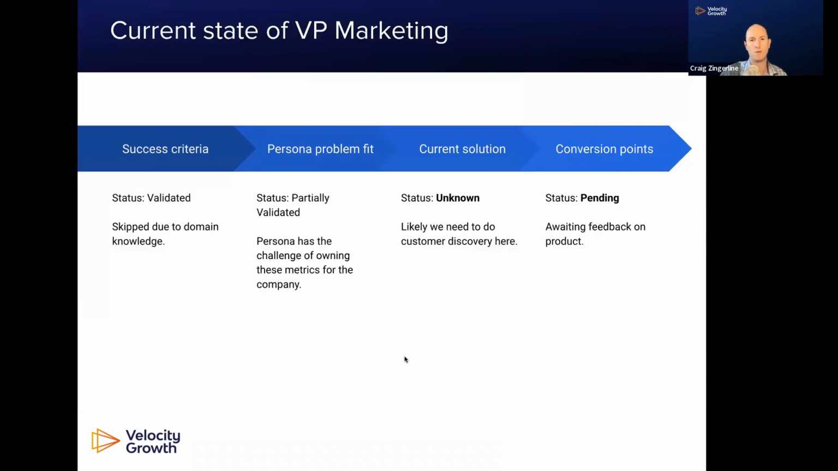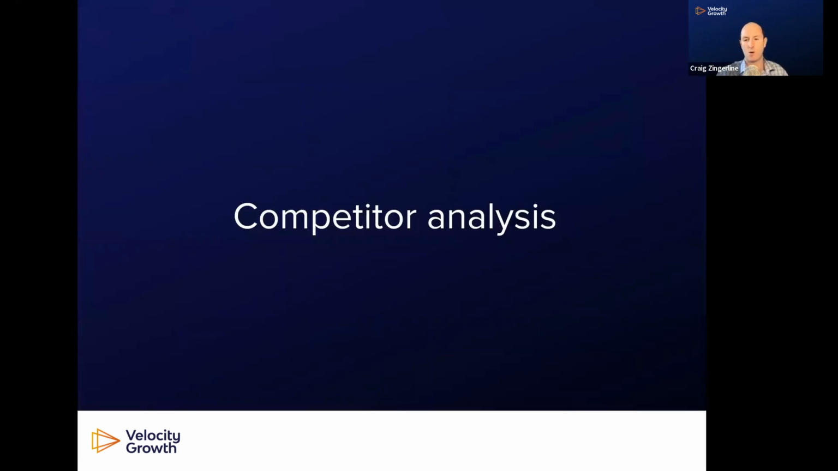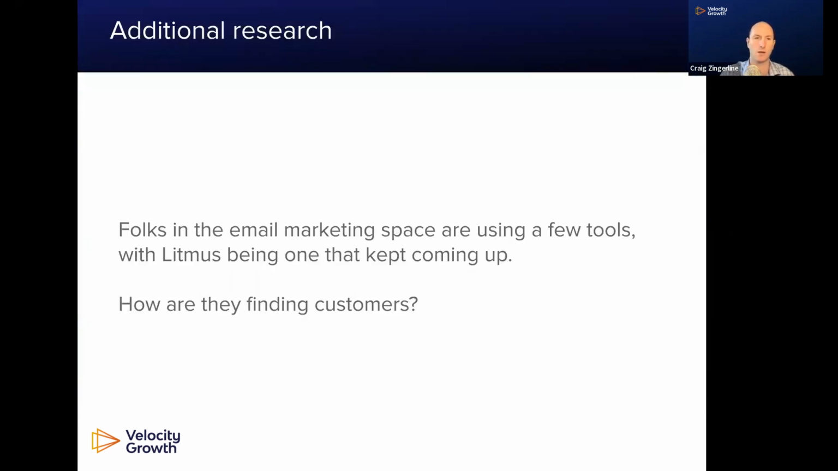Okay. So what do we do next? What we want to look at next was, again, for the other personas that you have, put them through the current state matrix here. And again, I'm not going to go into a lot of detail on this VPM marketing, but I'm still unknown on the current solution. I'm still pending with conversion points. A way to fast track some of your learnings, though, and to think about where to be spending time in terms of channels, is to look at competitors.